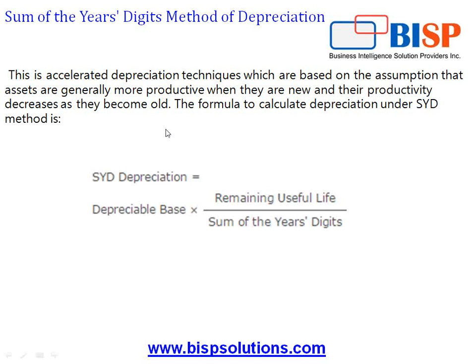Okay, so this is one of the popular depreciation methods. As I mentioned, the assumption we use in this depreciation method is that assets are generally more productive when they are new, and their productivity decreases as they become old. So if you buy some machinery or equipment, during the initial days of its life the productivity is high. As it becomes older and older, the productivity decreases. This is the assumption, and therefore the formula used here is abbreviated SYD, and you find the same function in Excel and Essbase.